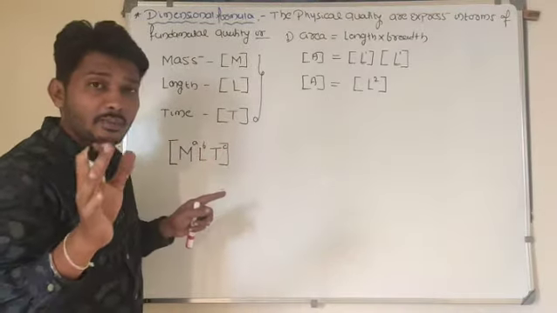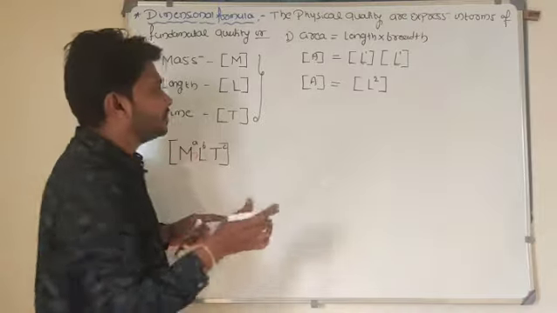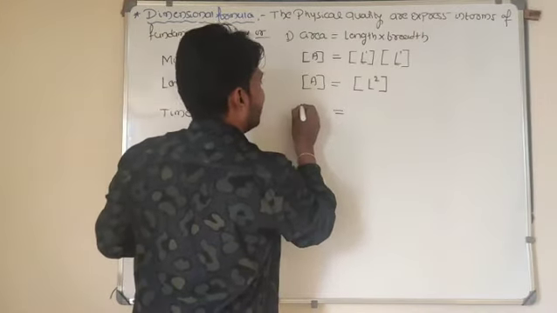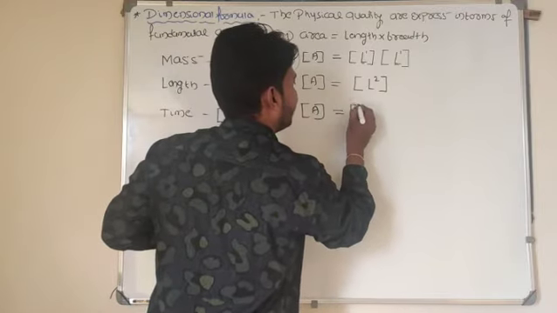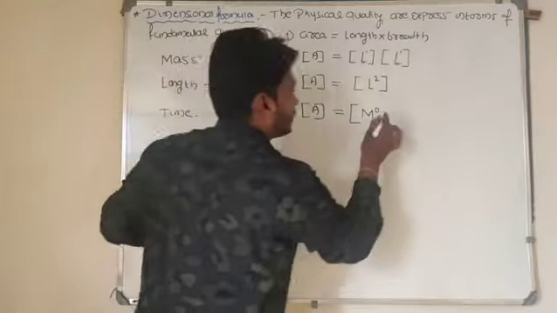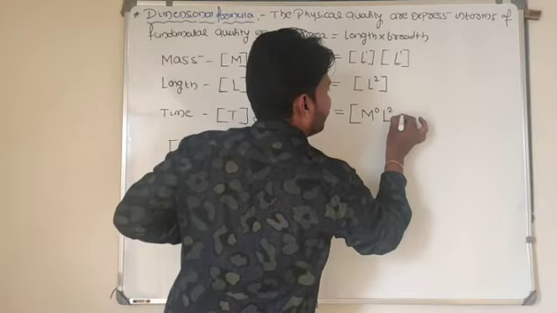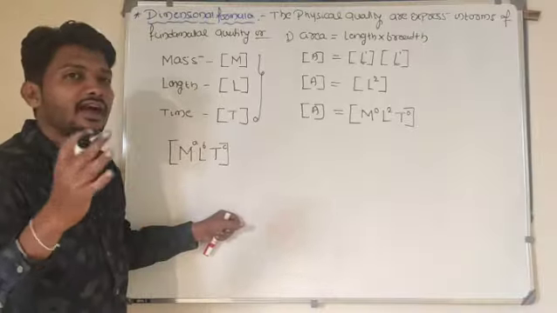In order to express area, is there any mass term? No, there is no mass term. Is there any time term here? Time term is also not there. So I can write area as M to the power of 0, because there is no mass term, L to the power of 2, and T to the power of 0. This is the way to write the dimensional formula.